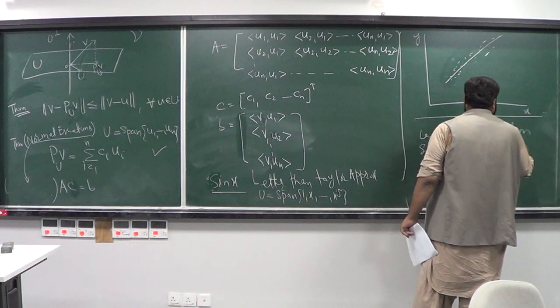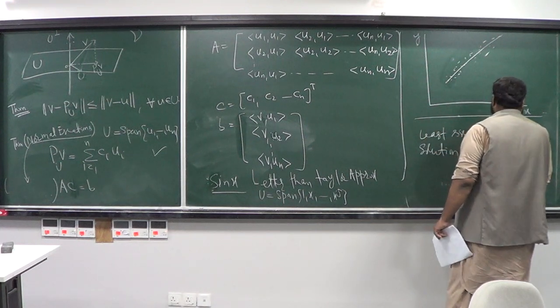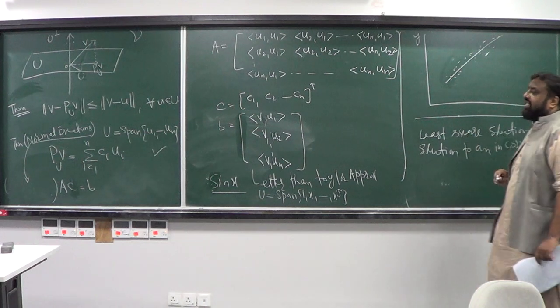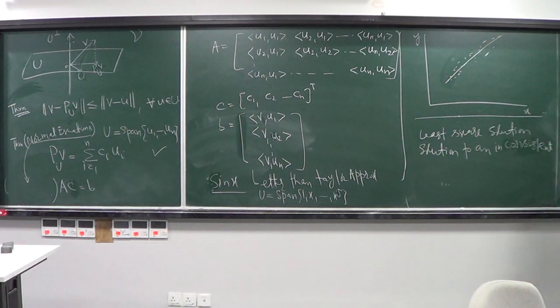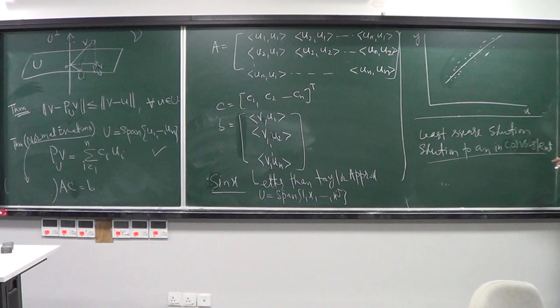Inconsistent system. Okay. So this is pretty strange that you have learned that an inconsistent system does not have a solution. So what kind of solution does the inconsistent system have? This is the solution of an inconsistent system that best approximates, that is kind of the closest to being the solution of that inconsistent system.